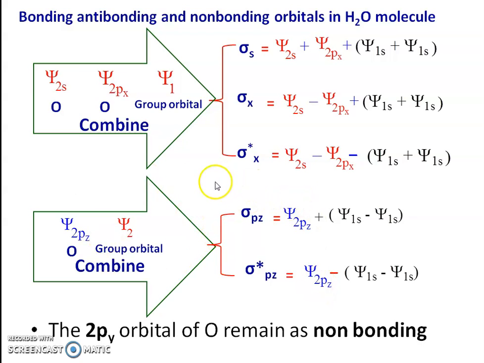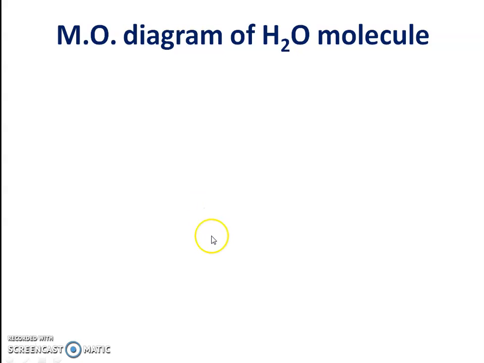So at the time of examination you need to write these relations, or this slide is very important. Orbital representation is not much important, actually that is given to understand how these combinations arise. Okay, so this slide is very important. Now what is the molecular orbital diagram of water molecule?